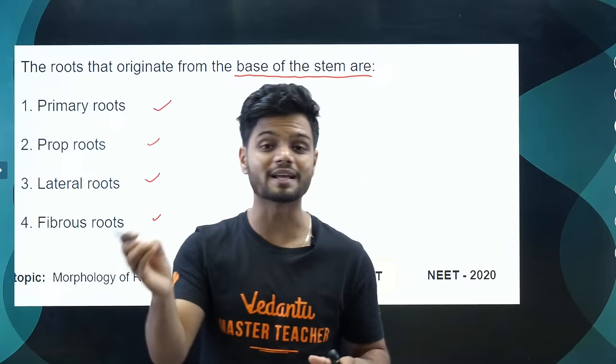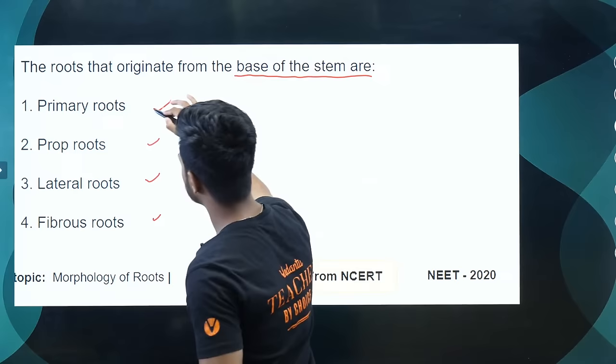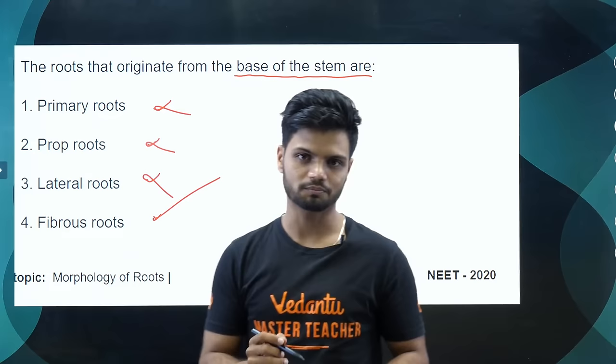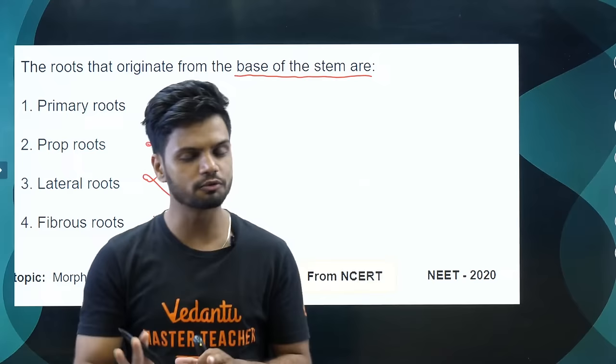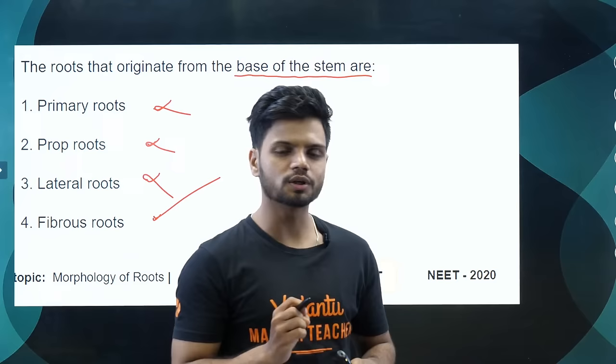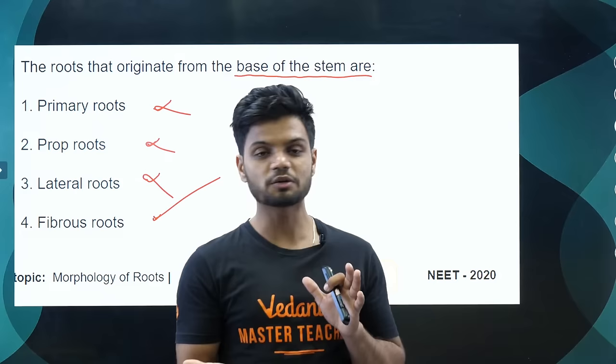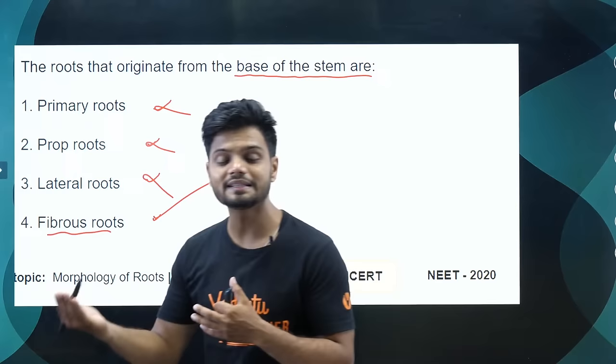Yes. Now, some are saying primary roots, the answer is wrong. Prop roots, wrong. Lateral roots, wrong. The answer is fibrous root. Now, tell me in the chat, a true or false question. Ready? Fibrous root is a type of adventitious root. Easy question. Is fibrous root a type of adventitious root? True or false in the chat?